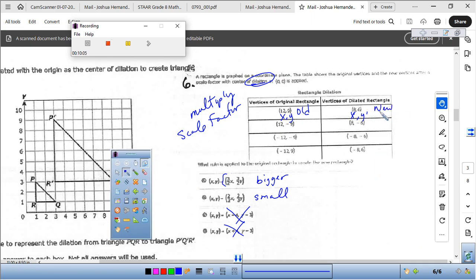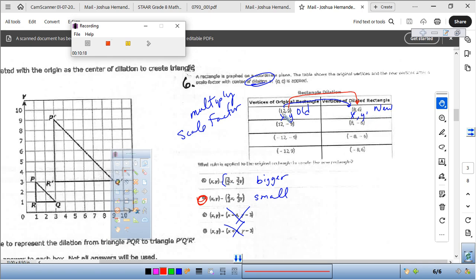Look at this. Easy. This 12 is going down to an 8. This 9 is going down to a 6. So it's decreasing. It's getting smaller. My answer is B. Now, just double check. How do I get 2 over 3 or 3 over 2? Get the new one.